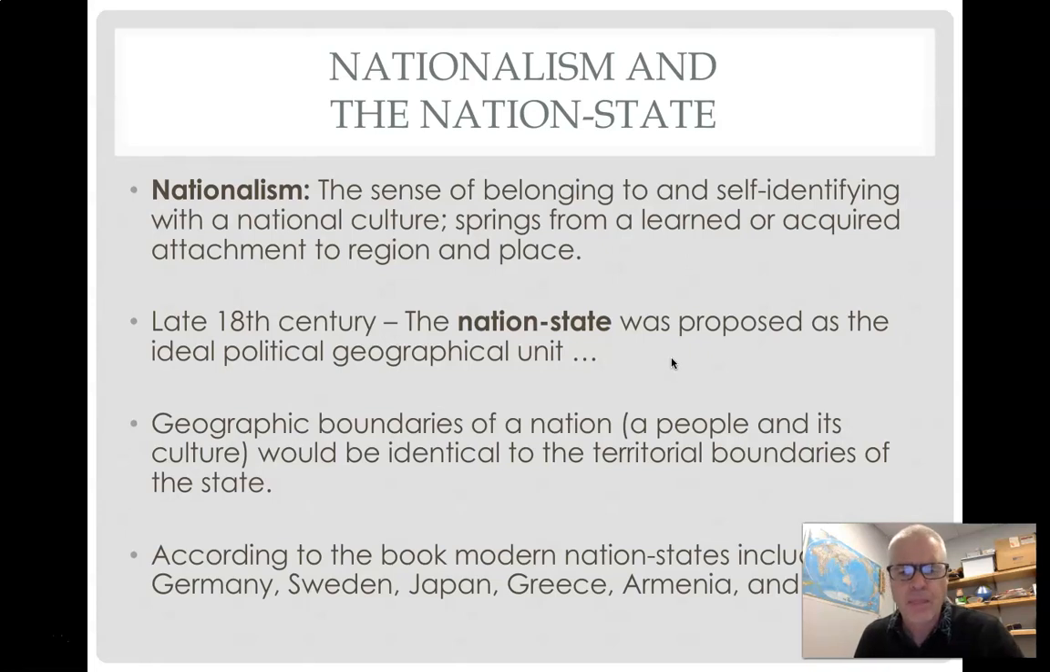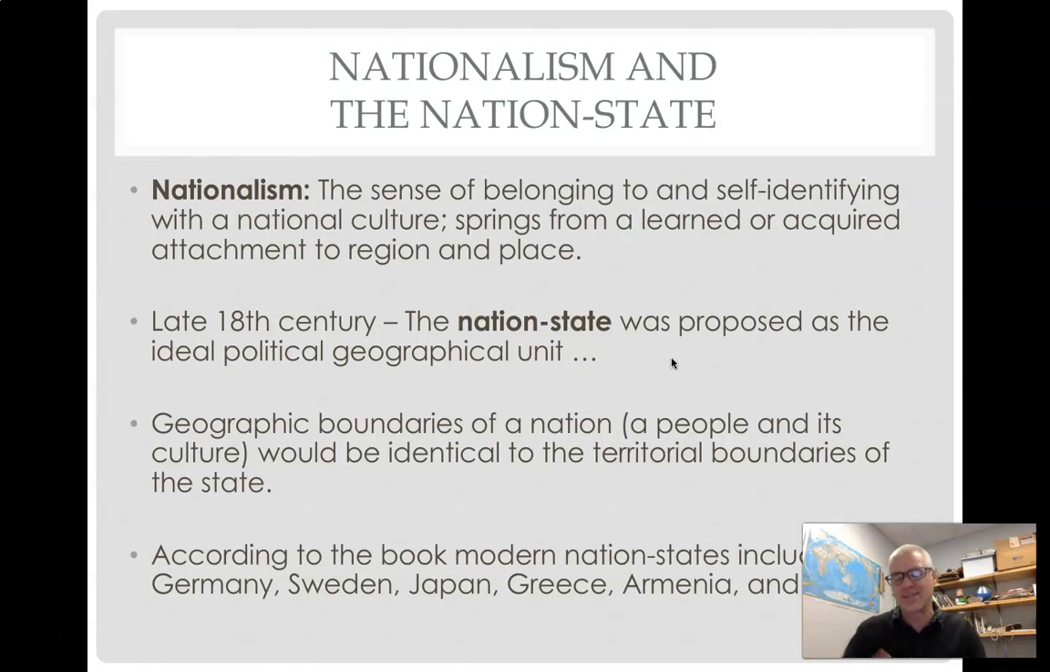And nationalism is therefore this sense of belonging to or self-identifying with a national culture. It's something that we learn, that we acquire through our interactions and socialization as we grow up. And in the late 18th century is when the nation state was really proposed as the ideal political geographic unit, right? That you're supposed to have one state controlling a territory, and that everyone in that territory thought of themselves as being all together. However, as we've also talked about, this frequently is not the case. The geographic boundaries of a nation are supposed to be identical with the territory boundaries of the state, but this doesn't usually happen.